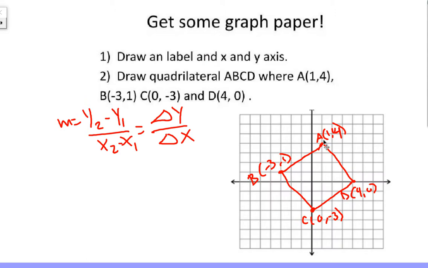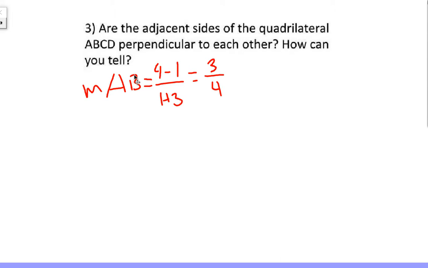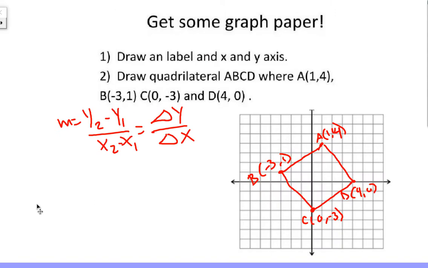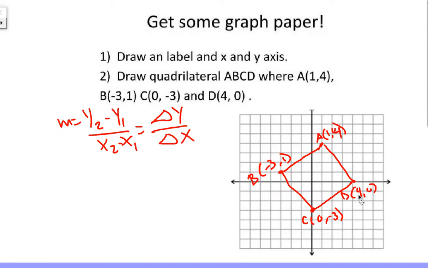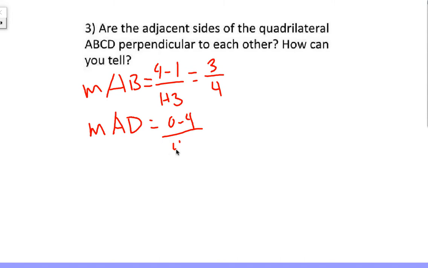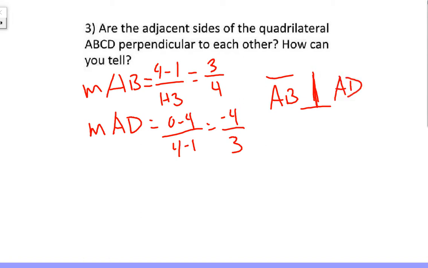So the question is, what is the slope of AD going to be if these are going to be perpendicular? Well, remember, perpendicular lines have opposite reciprocal slopes. You flip the fraction, and if it was positive, it becomes negative. If it was negative, it becomes positive. So AD should have a slope of -4 over 3. The change in y is 0 minus 4 over our change in x, which is 4 minus 1, and we get -4 over 3. So these are perpendicular. I can say that AB is perpendicular to AD, and that upside down T is our symbol for perpendicular segments.